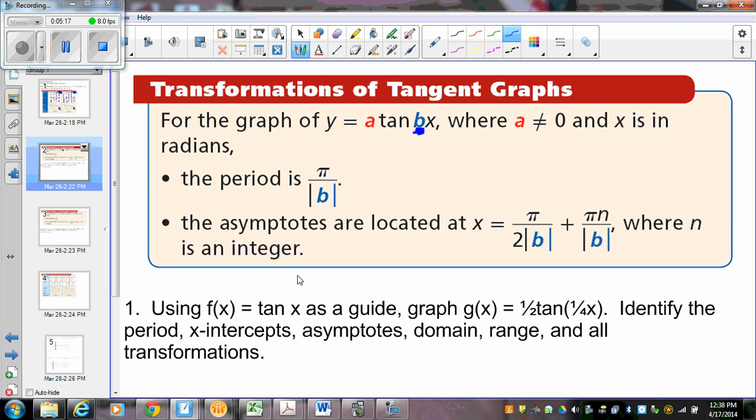And so that would be a vertical stretch or compression. So for number 1 here, it says using f of x equals tangent of x as a guide, graph g of x equals 1/2 tangent of 1/4 x. Identify the period, x-intercepts, asymptotes, domain, range, and all the transformations.